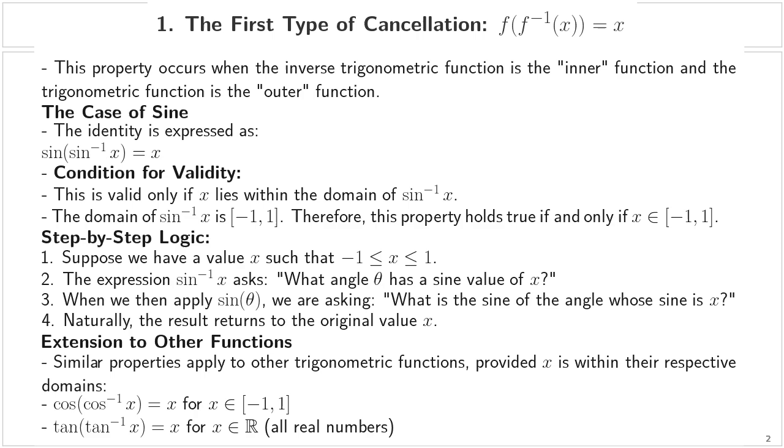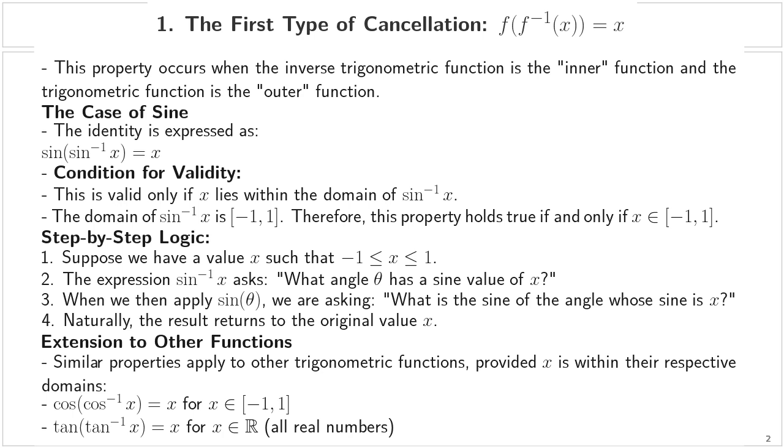This same logic extends to other trigonometric functions, provided that x stays within their respective domains. For instance, the cosine of the inverse cosine of x equals x, as long as x is between -1 and 1. Similarly, the tangent of the inverse tangent of x equals x in the case of tangent. This property is even broader, as it holds true for all real numbers.